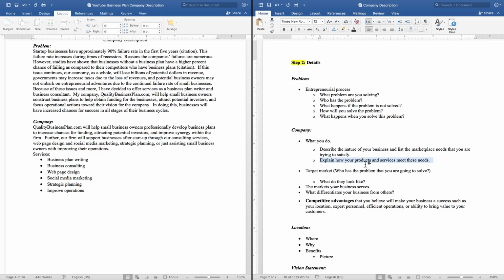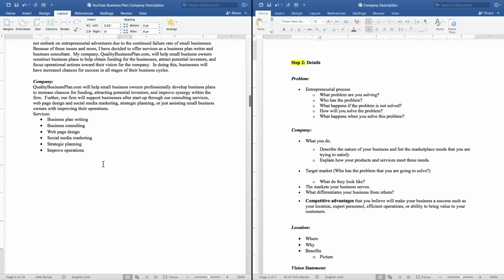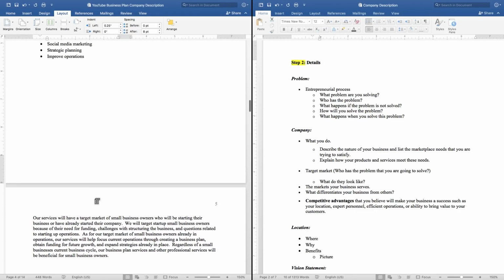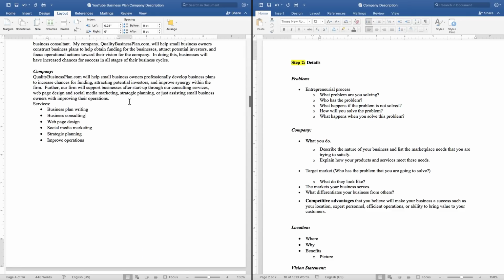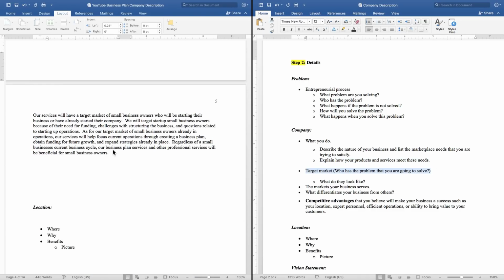So if you want, add more detail to it. Explain your products and services. You can break it up: business plan writing, what does this do for business plan writing? Business consulting, how does this help? So you can go into a lot more detail. You can break out this section from 2 pages to 10 pages easily. So just keep in mind you can add more details to each component, and then you can dive into the whys. The next portion right here is going to be the target market.